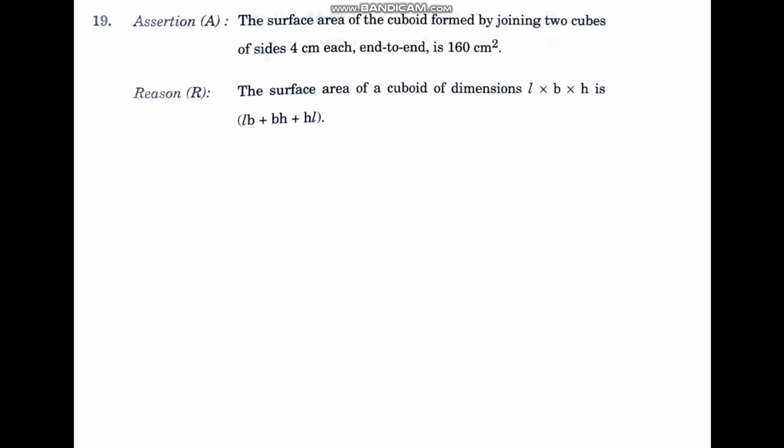Next, the surface area of the cuboid formed by joining two cubes of side 4 cm each, end to end, is 160 cm². That is true. But the surface area of a cuboid should be 2 times (LB plus BH plus HL). The 2 is missing. So that means the assertion is true but the reason is false.